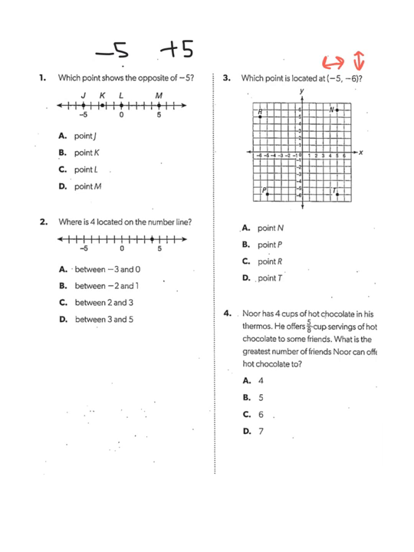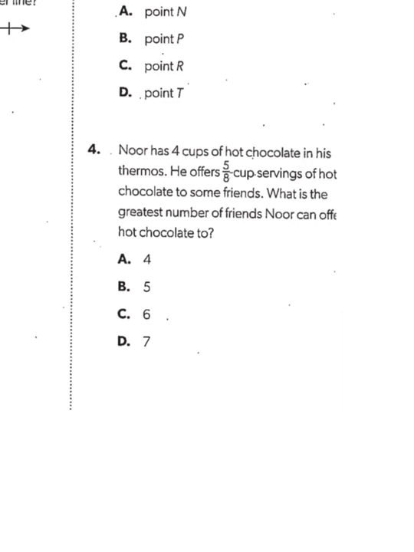Number 4. Noor has 4 cups of hot chocolate in his thermos. He offers 5/8 cup servings of hot chocolate to some friends. What is the greatest number of friends Noor can offer hot chocolate to? Alright, so he only has 4 cups, right? And he's going to, that's the wrong thing, sorry guys. He has 4 cups, and he can offer everybody 5/8 cup servings of hot chocolate to some friends. So what's the greatest number?